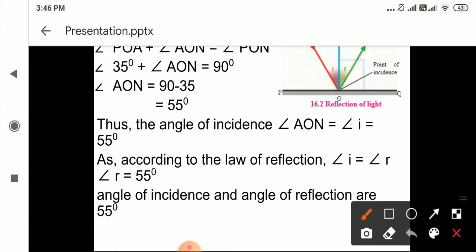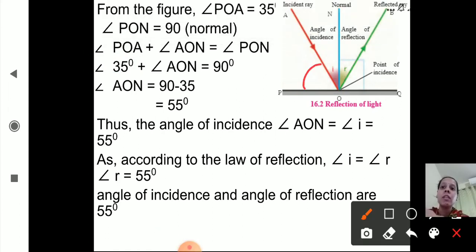See, this angle we have to find out. If this is given, this we have to find out. And this whole is what? 90 degree. So from this 90 degree, this is 35 degrees. So 90 minus 35 is what? Angle of incidence. So angle AON is equal to this 35, it will go on right hand side, so it becomes minus. So 90 minus 35 is equal to 55 degrees. So what is AON? AON is 55 degree. AON is what? Angle of incidence. Okay, that is I. So I is equal to 55 degree.